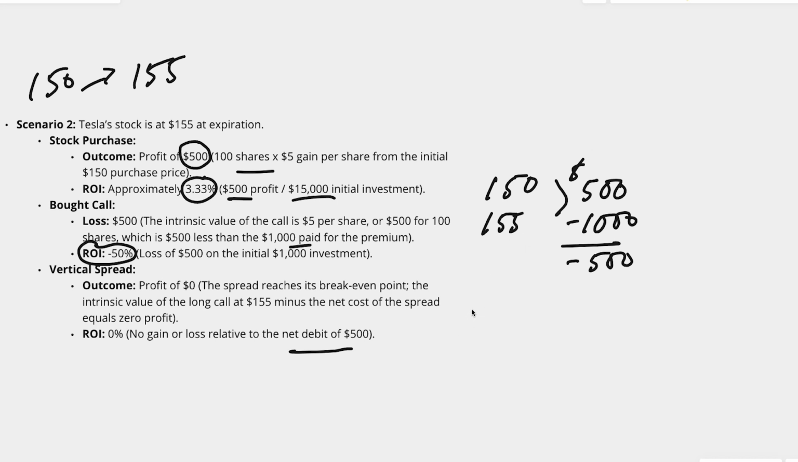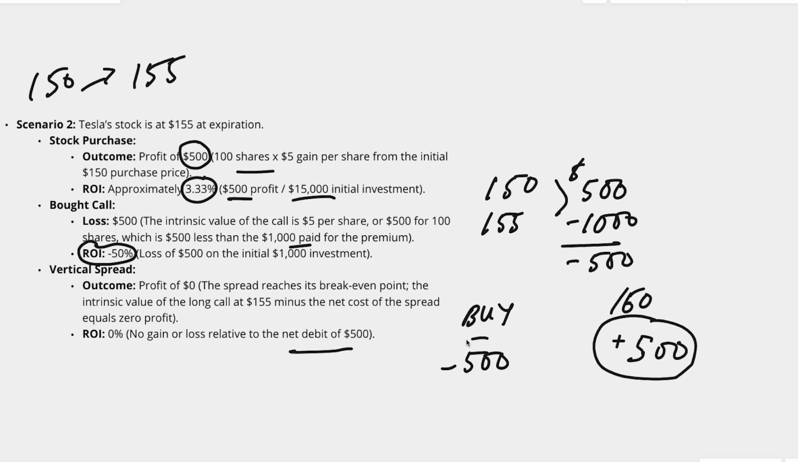So for the call that we bought, we would be down 500, but we sold, remember, a call option with a strike price of 160, and that would have expired worthless, and we would have just kept the premium of $500, the one that we sold. So we kept that premium, but we're down on the call option that we bought. So we are at $0 there. So our return on investment is zero in that scenario.